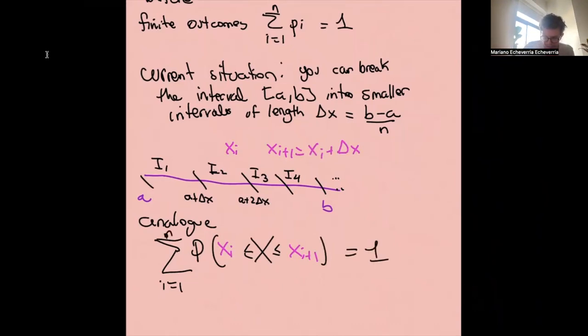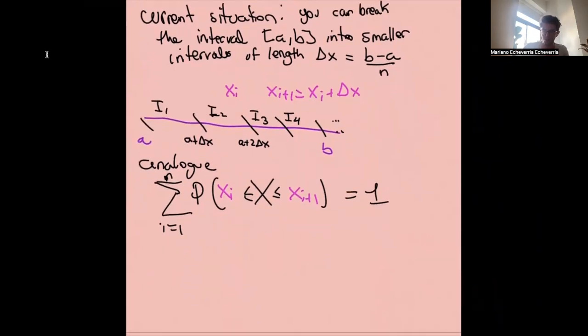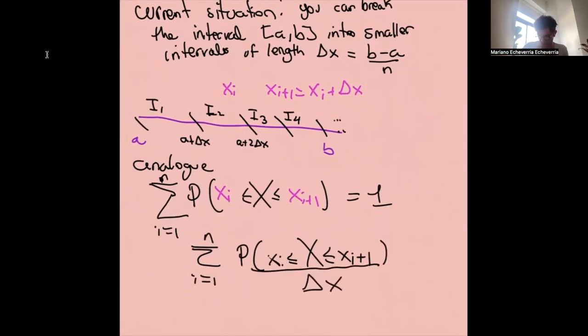It's like saying the particle has to be somewhere. Now this is the probability for the particle to be in one of these intervals, so the fact that these add up to 1 says the particle has to be somewhere. So this is reasonable. But then you do the usual calculus trick of multiplying and dividing by delta x.